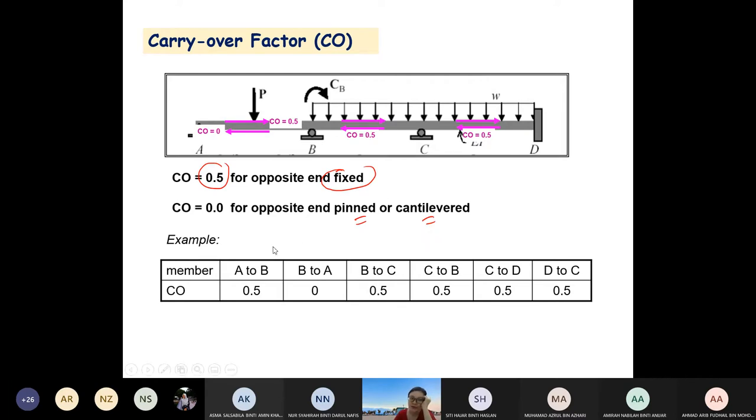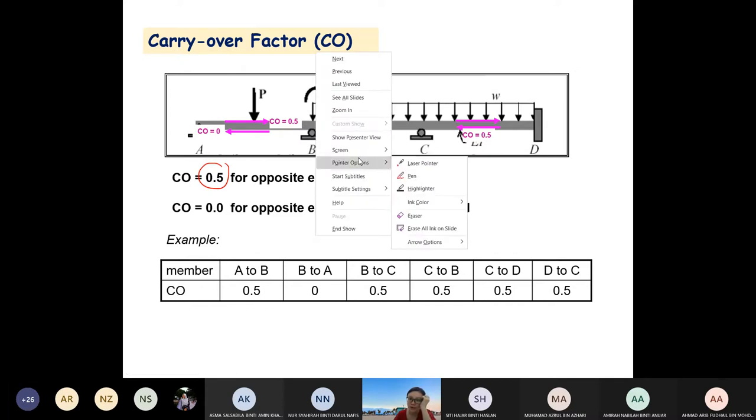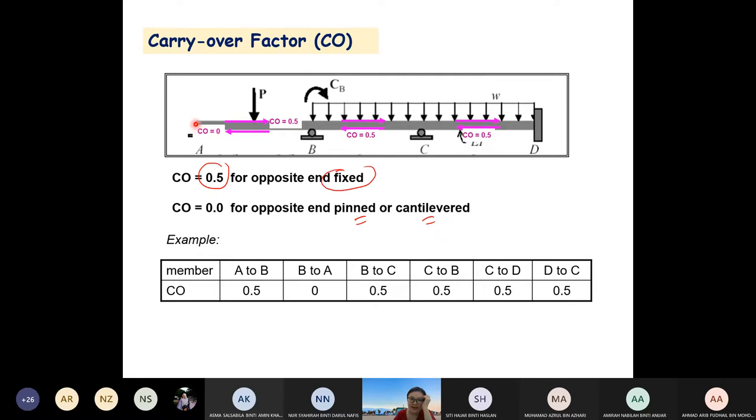So if you can see here, you don't need to provide this table in your calculation. This is just to show. If this is pin or cantilever here, we don't carry over the moments here, it is zero. But B is fixed, so A can carry over half of the moment to B. Now at the internal, B and C are fixed, so in both ways, C can carry half of the moment to B, and B can carry half of the moment to C. And for CD, both are fixed end, so C can transfer half of the moment to D, and D can transfer half to C. So be careful, this will be applied in the table later.